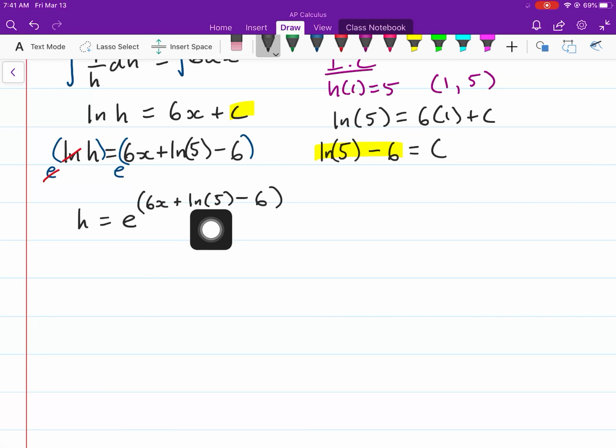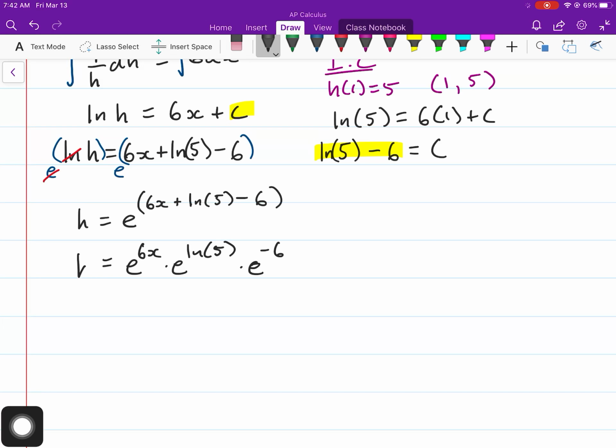Now earlier I promised this natural log of 5 is going to work out kind of nicely, and sometimes these things don't work out nicely, but they're fairly simple. So we could separate this all. If this was a free response question, you're done, but we could separate these all. If it's multiple choice, they might do this. So we'll have e to the 6x times e to the natural log of 5 times e to the negative 6. And the reason we can do this is because when you multiply numbers with the same base, you can add the exponent. So it's just really taking that property and going backwards with it.